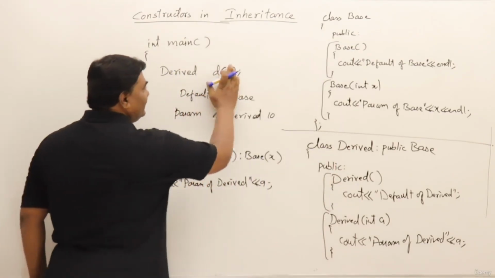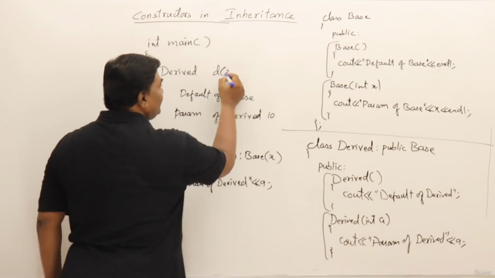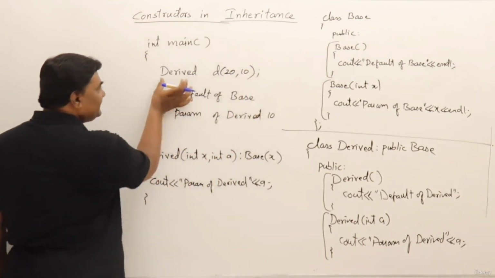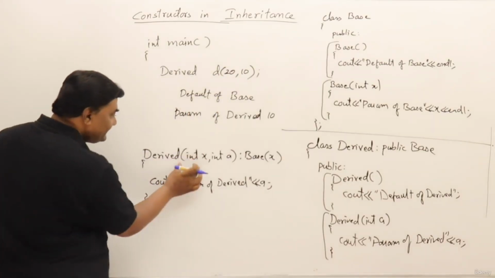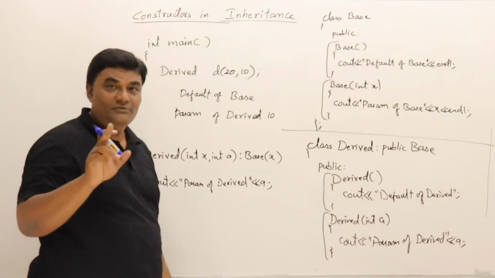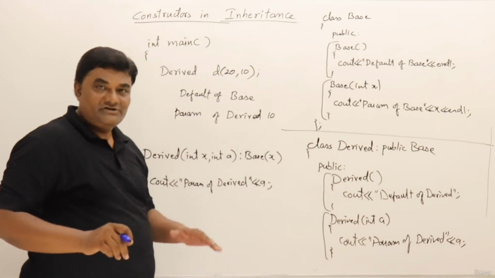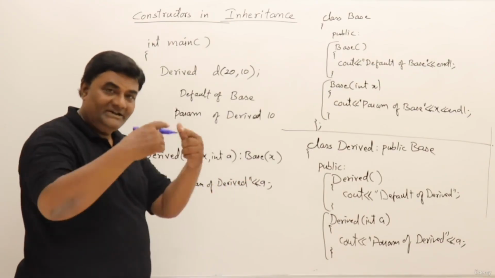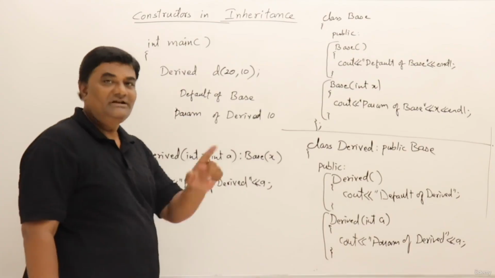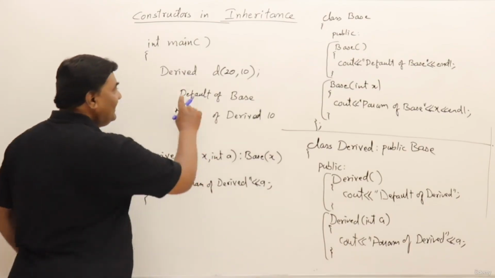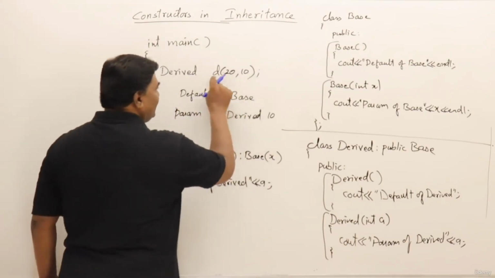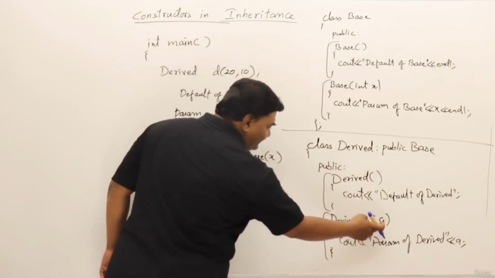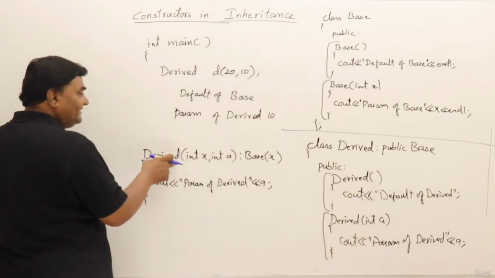I will change this one. I will say 20, 10. Now tell me, which constructor of the derived class is called? This constructor is called. I am not saying executed. Calling is different, execution is different. Okay, call means just it is called but not executed. When it is completed, then the procedure is performed, then we say executed. So I am calling the parameterized constructor of the derived class. So how many constructors are there? This is the default one. This is one parameterized. This is the second one. So I am calling this one.